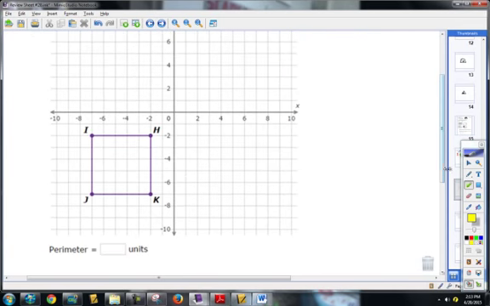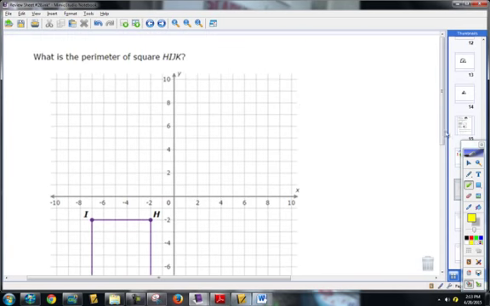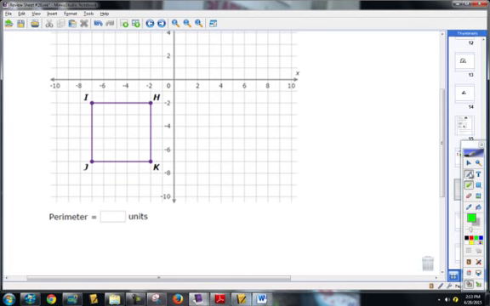Now we got this one here. Now, again, let's just take a moment. I'd like everybody to take a moment, and I would like you to plot H, I, J, and K. I want you to tell me what those points are. Pause it and do it.